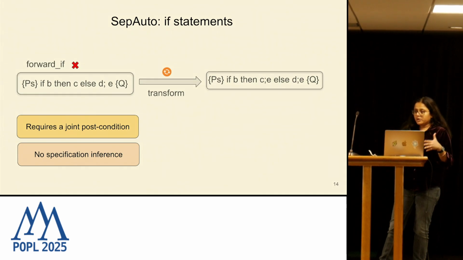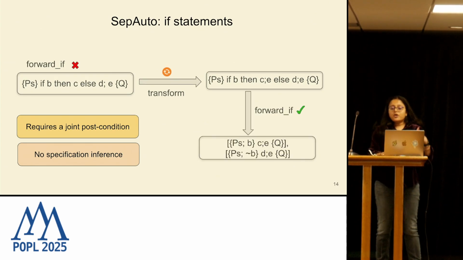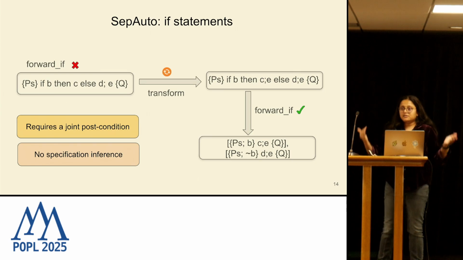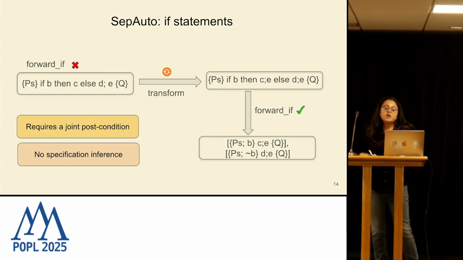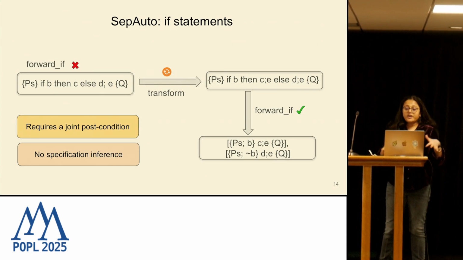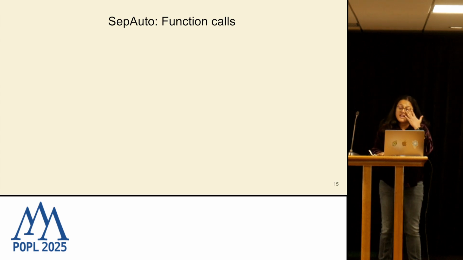So once we transform the program, forward if is then able to automatically discharge the next step without requiring specification. So in this way, by transforming the goal, we avoid inferring specifications. The next part is function calls.